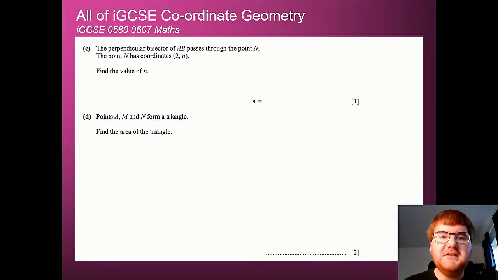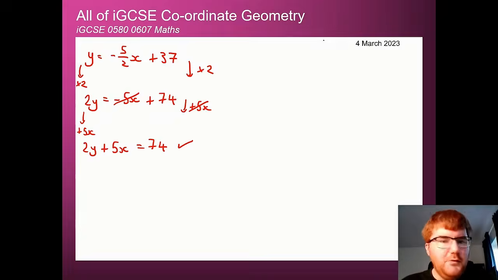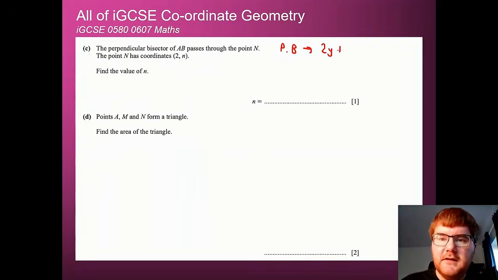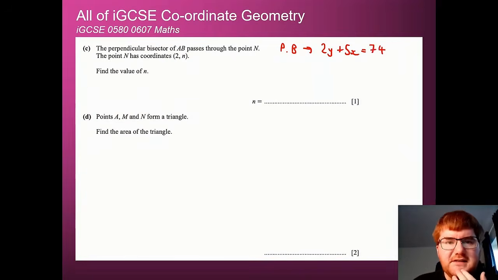So just to remind us, the perpendicular bisector, so I'm going to put PB, is what we just worked out. So 2y plus 5x is equal to 74. Super. So the perpendicular bisector of AB passes through the point N. The point N has the coordinates 2, n. Find the value of n.